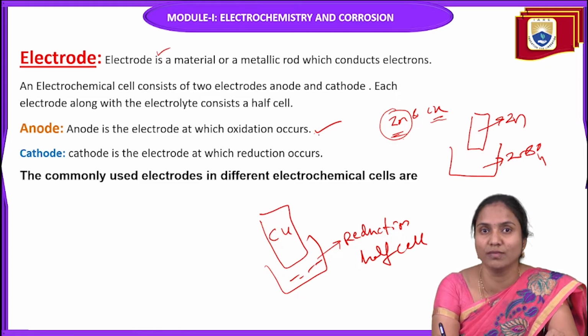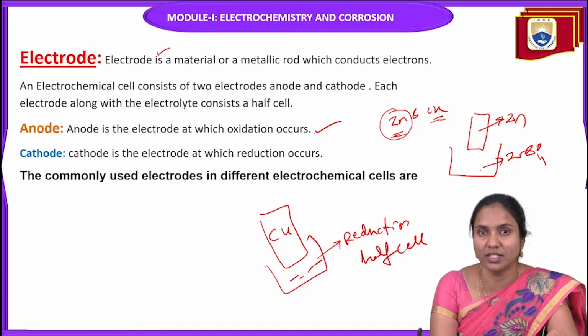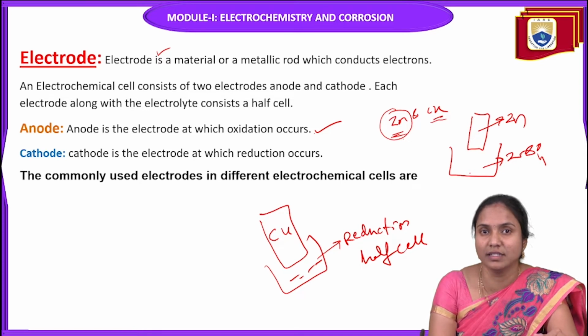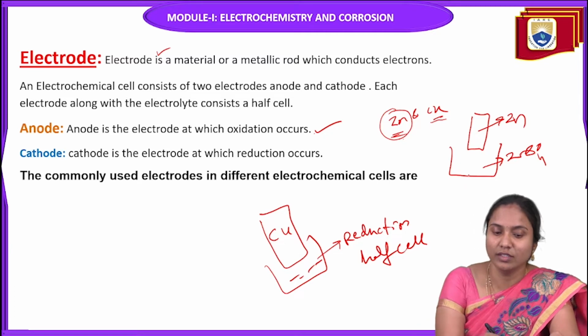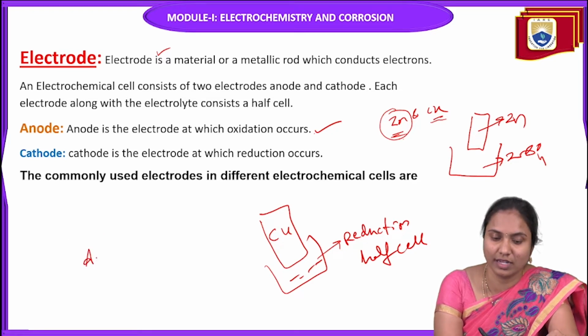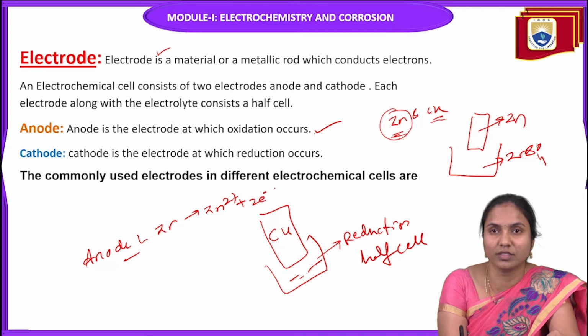Already we know that oxidation means loss of electrons. For example, here the zinc electrode is dipped in zinc sulfate solution. According to the electrochemical series, metals above the hydrogen scale act as anode. Zinc is present above the hydrogen scale, so it acts as anode. At the anodic area, oxidation reactions take place, so zinc undergoes oxidation, which means loss of electrons.